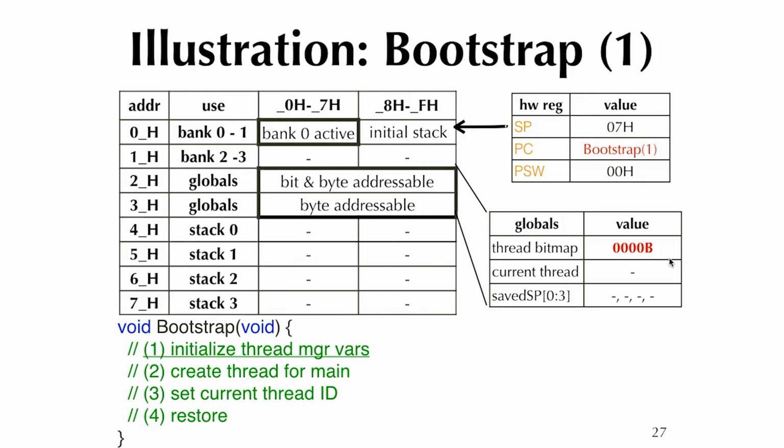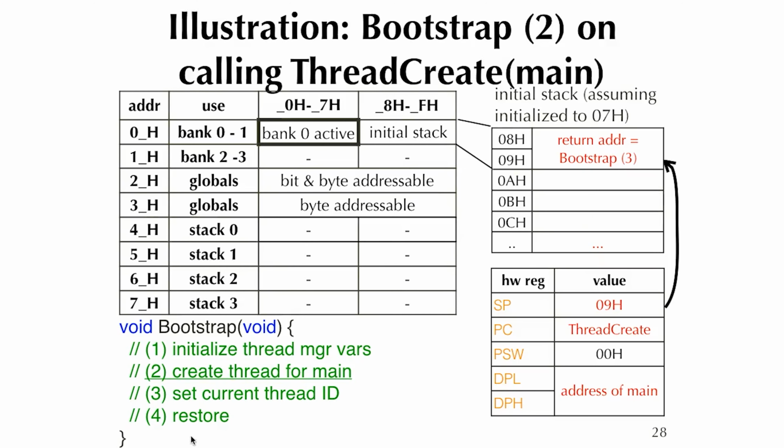After initializing, what's next? Well, it creates the thread for main. So what can it do? It could actually do a function call to create thread. We haven't written create thread yet, but assuming it does its job, then it's okay. By calling create thread, it's still using this initial stack, but that's okay because we don't have any other thread. We don't have to worry about these registers getting trashed.